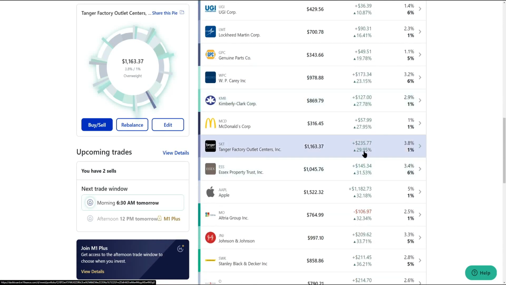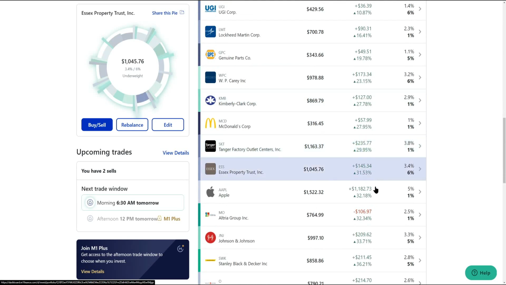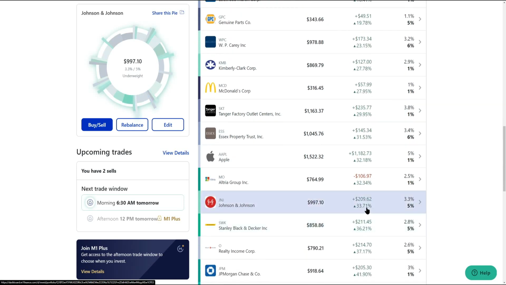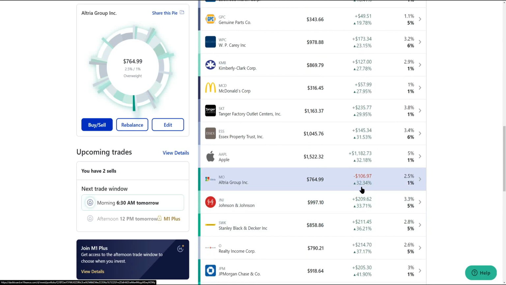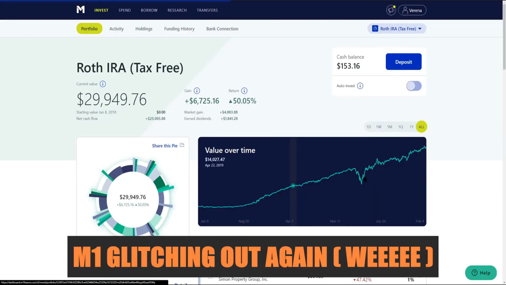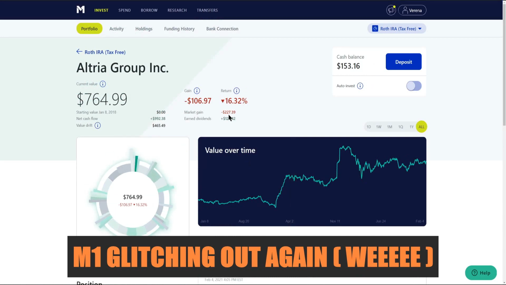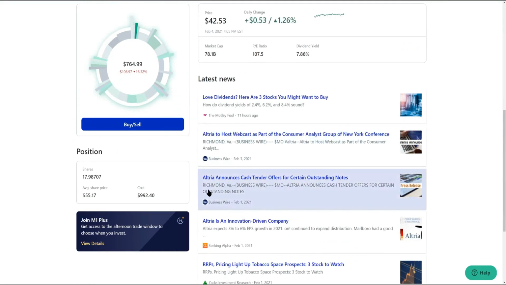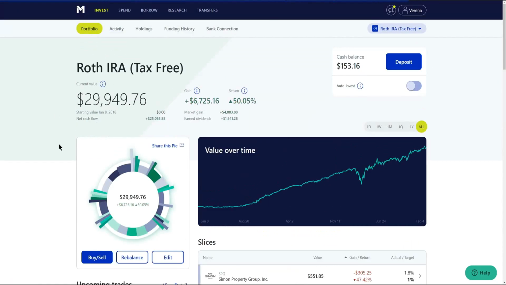SKT has bounced back very positive here by 29.95%. Altria is kind of interesting here. I think there's some wrong information here on M1 Finance. This is showing that it's up 32.34%, but we have the value here down 100 and some. So the total return is down 16.32. M1 is just being buggy there at the moment. But that is basically all I wanted to cover.